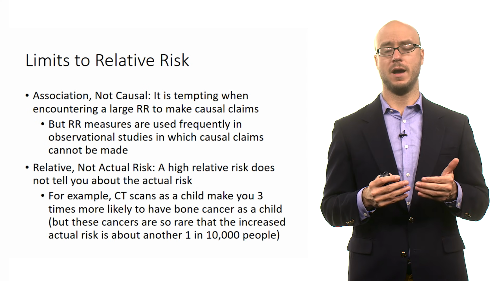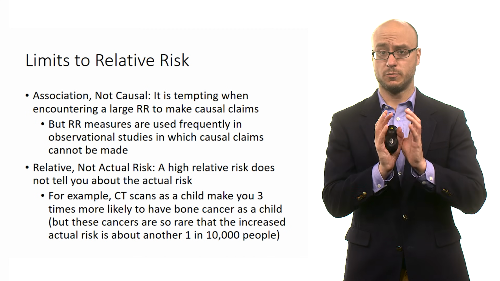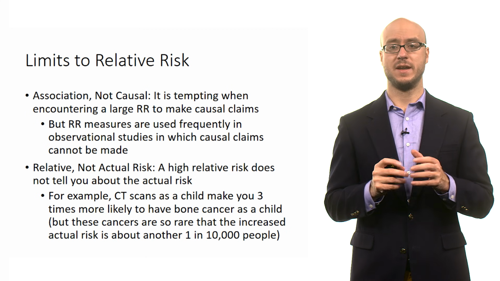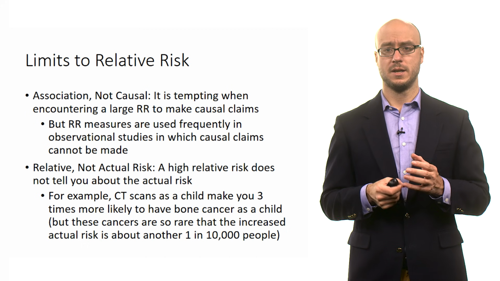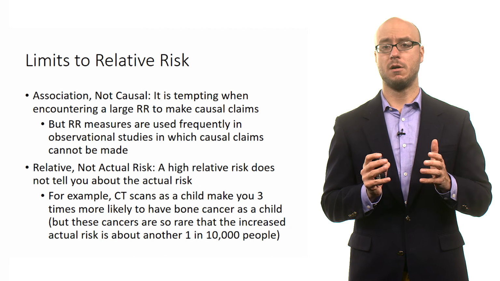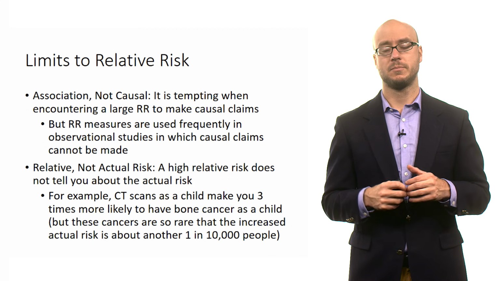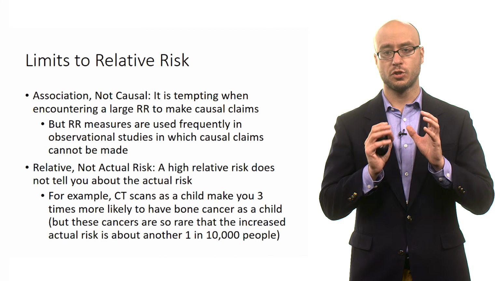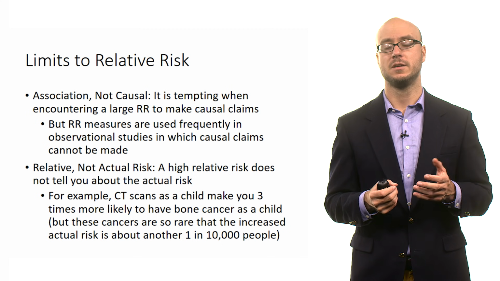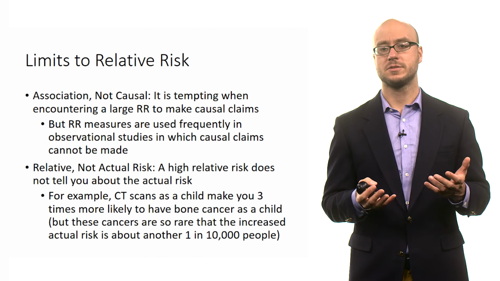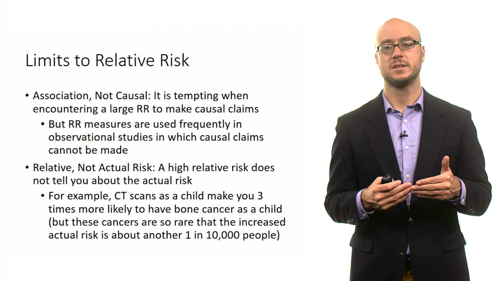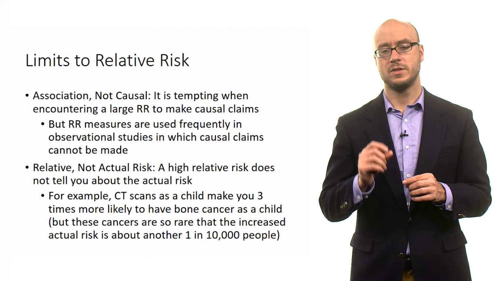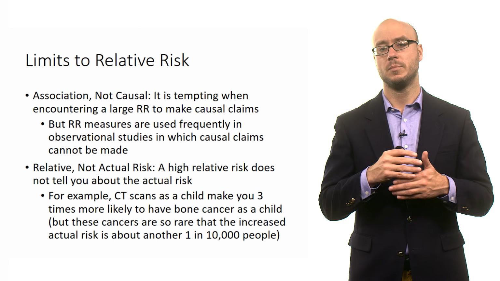Another caveat about relative risk is that it is called relative risk because it doesn't tell us the actual or absolute level of risk. So you might have some event with a very high relative risk, but it might not actually be that risky overall because the events are rare. For example, some studies have shown that if you have a CT scan as a child, you're 3 times more likely to have bone cancer as a child. The issue, though, is that these cancers are so rare that the increased actual risk is about 1 in 10,000 people. Bone cancer is very rare among children, so that relative risk might be quite high, but the absolute risk is very, very low.